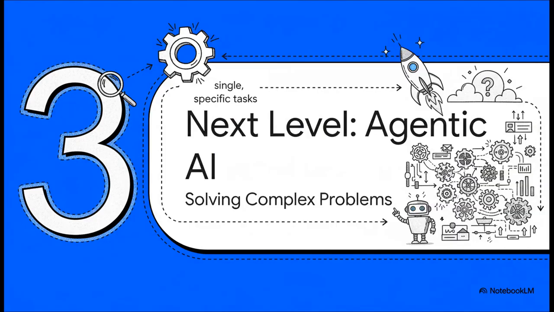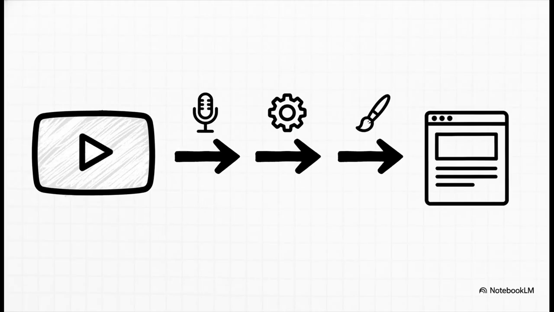Okay, so an AI agent is great for a single, specific task that needs outside info. But what about more complex problems? You know, the kind with multiple steps? For that, we've got to go to the next level. Let's use a really great practical example. Imagine you want to automate the entire process of turning one of your YouTube videos into a well-written blog post. Now, that's not just one simple task, is it?